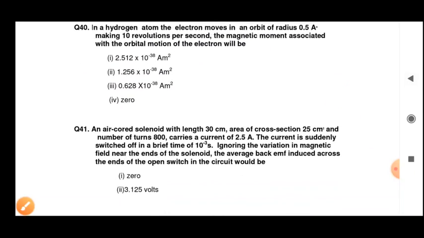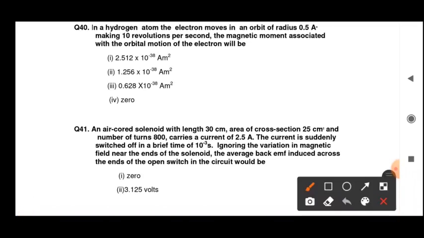The next question is: in a hydrogen atom, the electron moves in an orbit of radius 0.5 angstrom, making 10 revolutions per second. What will be the magnetic moment associated with the orbital motion of the electron? We have seen the Bohr magneton cases here, so for that we can use the formula to calculate the value of the magnetic moment.